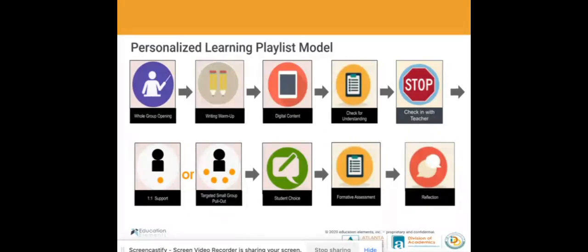And then you stop. This is really important. The student meets with the teacher either 1-to-1 or in a small group. And this allows the teacher to check for understanding and make sure the student's ready to move on to the next steps. Then the student practices the skill, takes a formative assessment, and then does a reflection.